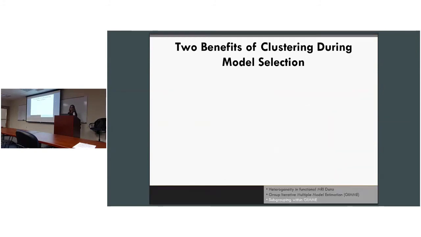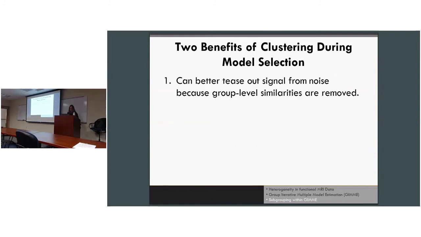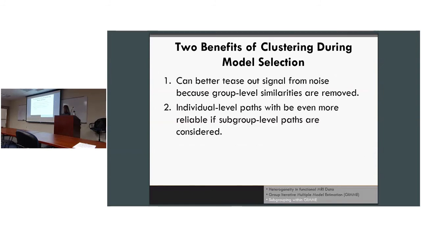All right, so I mentioned two of the benefits. One, we can better tease out signal from noise because the group level similarities are used. So we're only using modification indices after the group level. So we're really looking at, having taken into account the group level paths, what paths are going to be similar in people and how can we subgroup people according to that. And then our individual level paths being more reliable for the reasons I just stated.